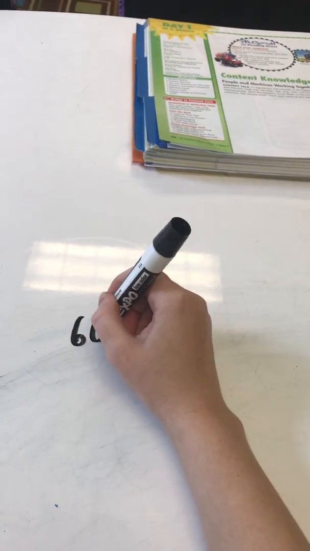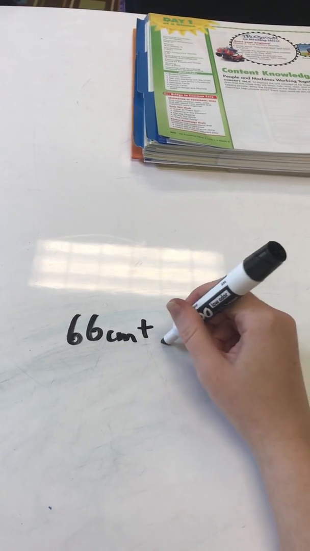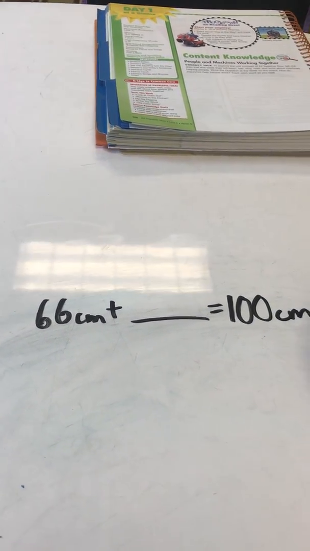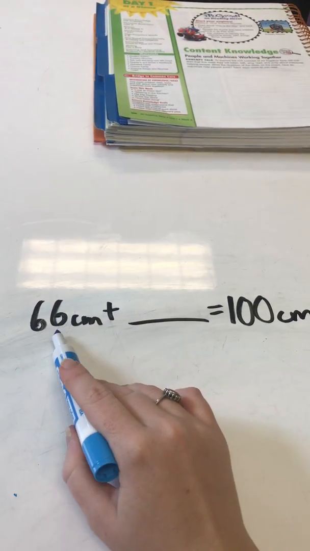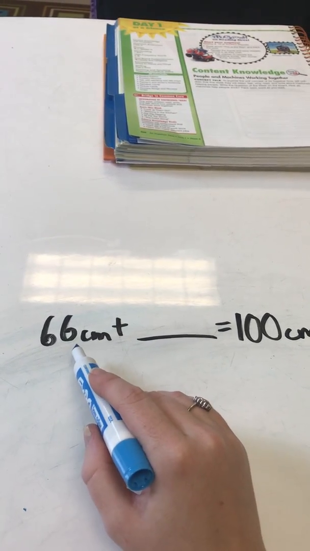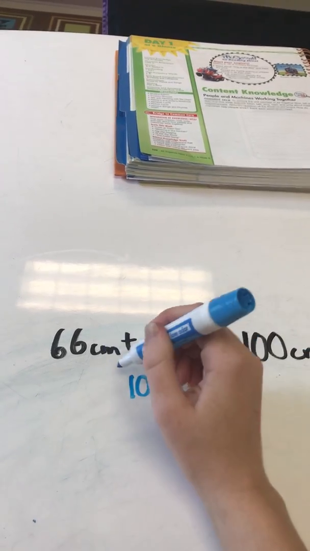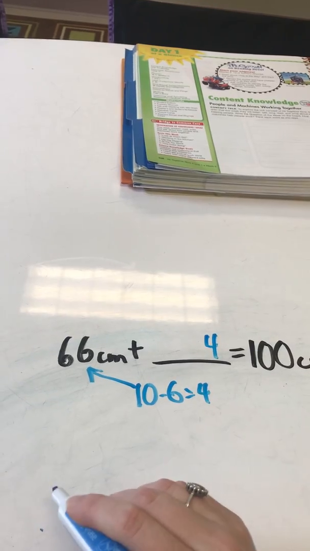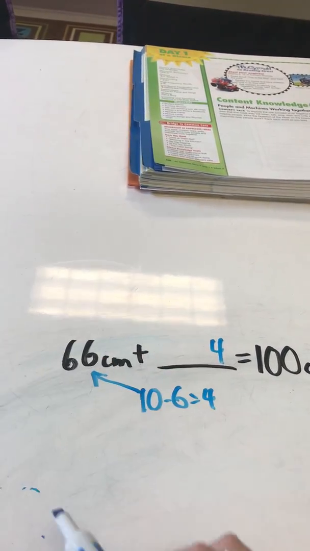If I have 66 centimeters plus blank centimeters equals 100 centimeters. So now I'm going to look at my ones place. In my ones place, I have a 6. 6 plus what will get me to the next tens? Well, if I take my 10 minus my 6, I get 4. So I'm going to put a 4 in my ones. Now this turns into 70, because we just added on up.